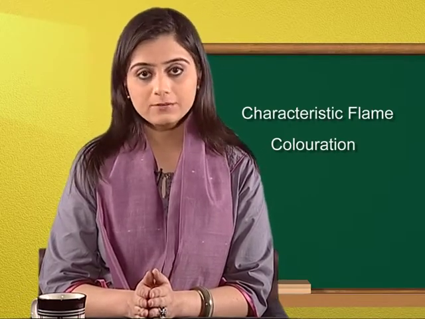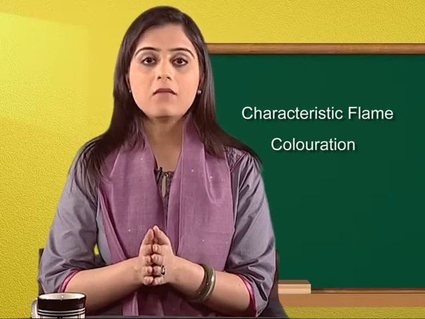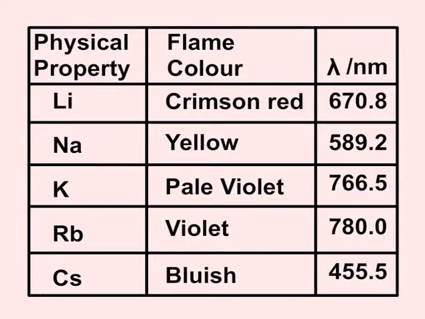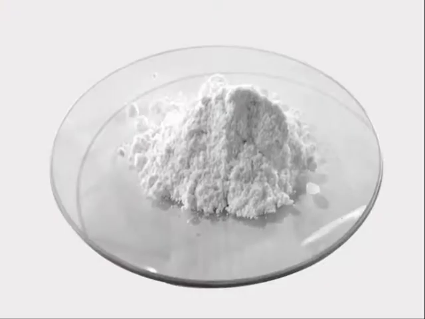The different colors of the alkali metals can be explained on the basis of the amount of energy absorbed for excitation of the valence electron. Lithium, sodium, potassium, rubidium and cesium salts on heating in a flame impart crimson red, yellow, pale violet, violet and bluish color. Have a look at the different wavelengths of light absorbed on the screen.